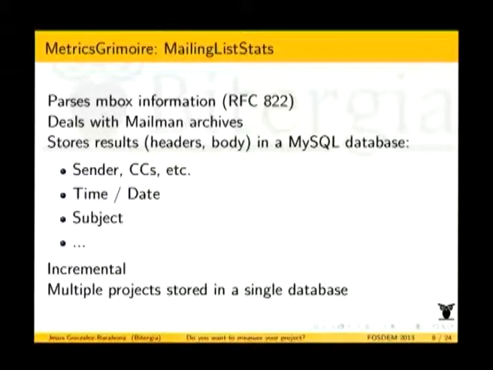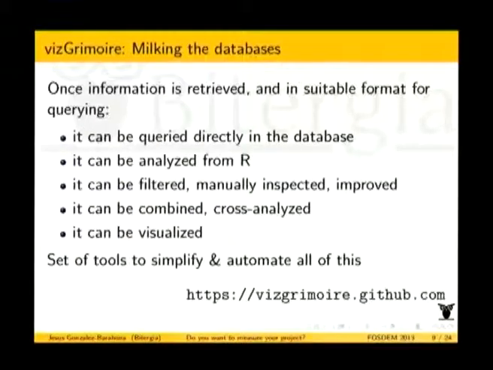By the way, that's something that I forgot. The same happens with CVSAnalY and Bicho. Both can analyze several trackers in the case of Bicho, and several repositories in the case of CVSAnalY, in the same database, so that you can do cross queries and things like that easily. And then this was for Metrics-Grimoire. Remember, getting the data from repositories and putting it into a database.